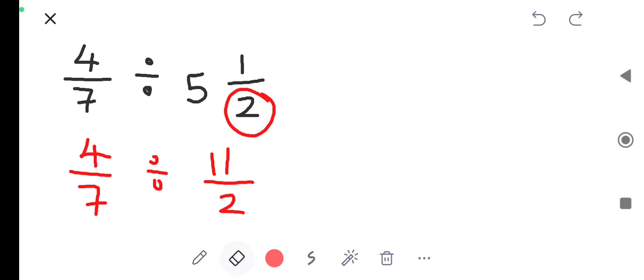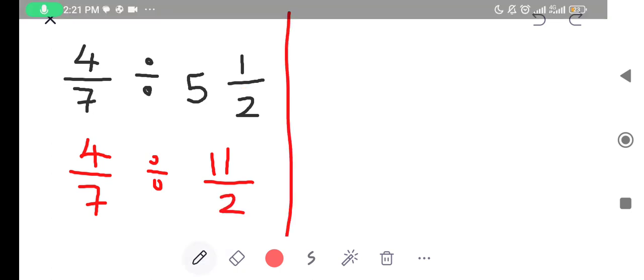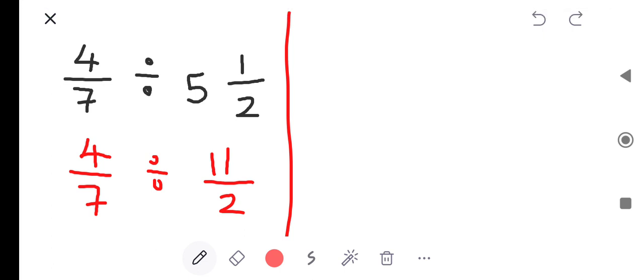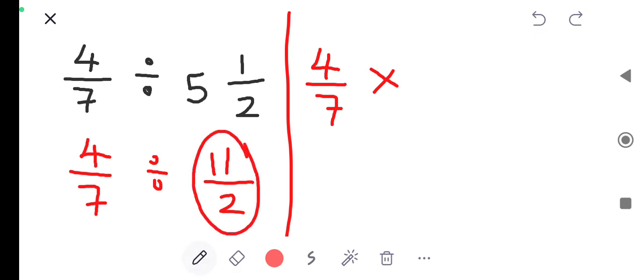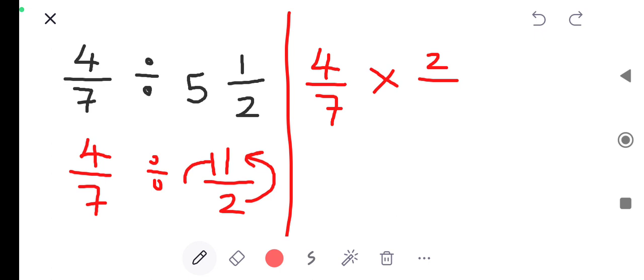Alright, now you keep the fraction at the left the same, meaning you write 4 over 7 again. Alright, then you change this division to multiplication, and then you flip 11 over 2. When you flip 11 over 2, 2 will go up and become the numerator. 11 will come down and become the denominator.